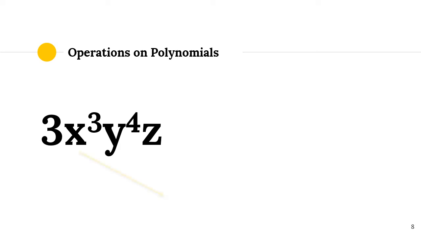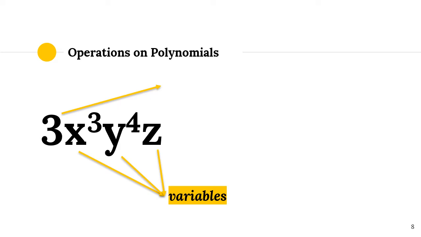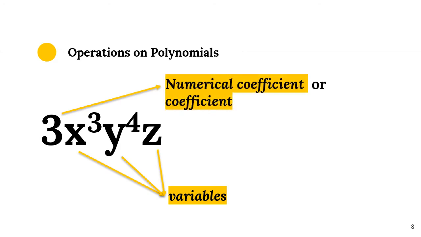The letters x, y, and z, we call them the variables. We already know that. But the number 3, we call this the numerical coefficient, or simply put, coefficient. Most people refer to it just as the coefficient, but if you want to be more accurate, you can use numerical coefficient as a name to refer to the number 3 or any number before or with the variables in a monomial.